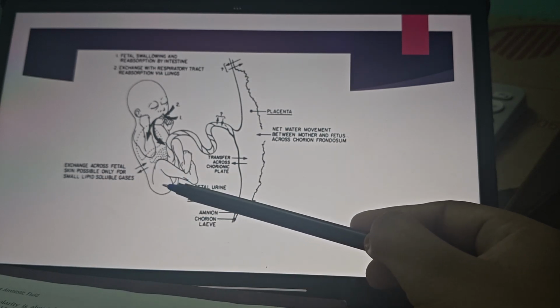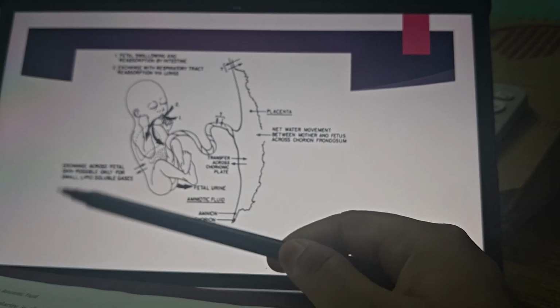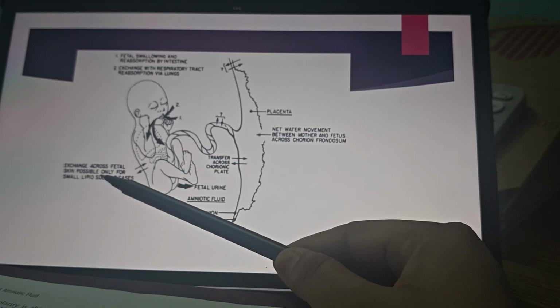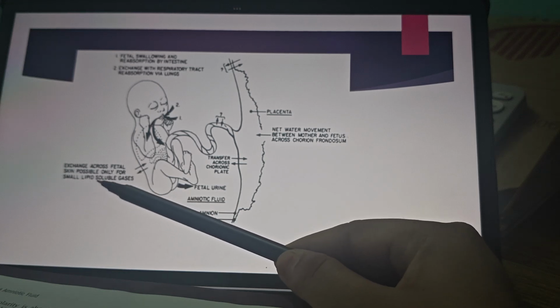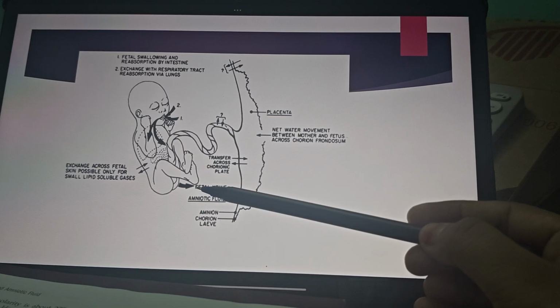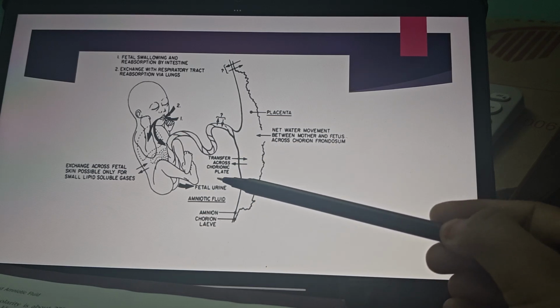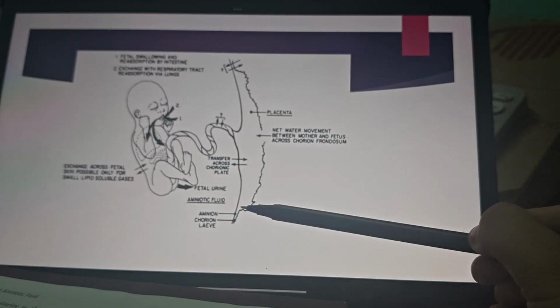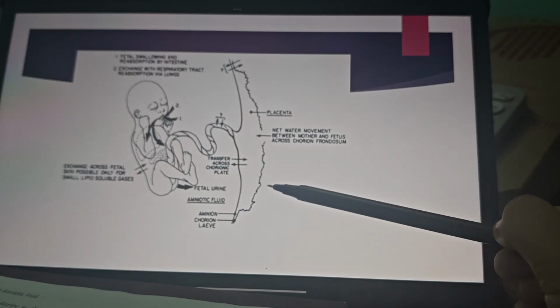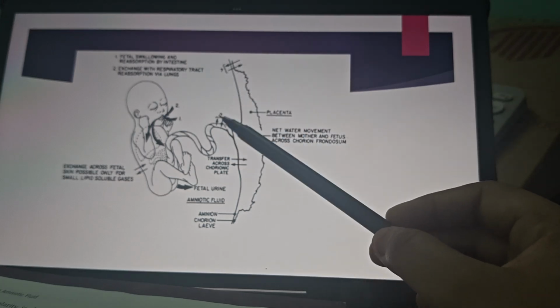Fetal skin cells can also participate before 20 weeks of gestation. Exchange across fetal skin is possible only for small lipid soluble gases. Fetal urine is the major contributor in the later half of the pregnancy, and transfer across the chorionic plate also happens. So this is the amnion, then the chorion, and this is the chorionic frondosum, this is the placenta. So here the exchange is occurring.